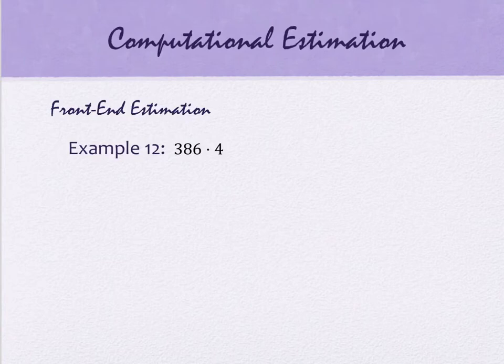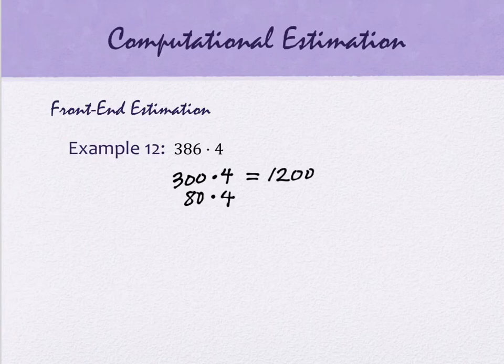So what estimation does is it ignores the ones digit. It says, yeah, there's something more at the end, but it's not really that much. It's not enough to worry about. So we would take the 300 and the 80, the first 2 digits, and multiply each of those by 4. So what's 300 times 4? 1200. And what is 80 times 4? 320. So the same thing we did for front-end multiplying before, and we rather ignore the 6.